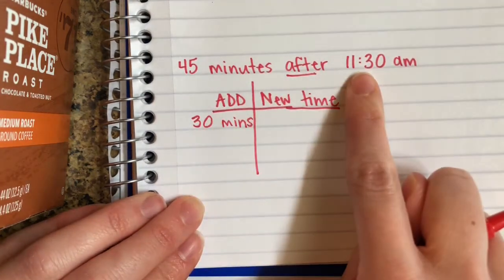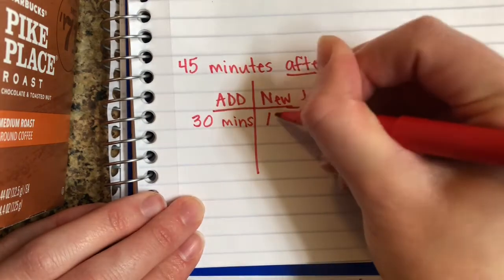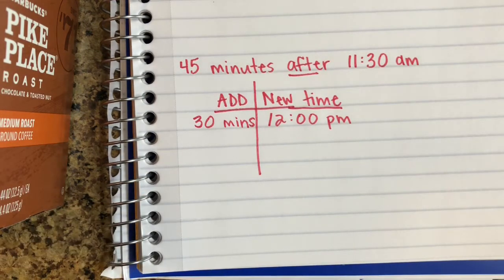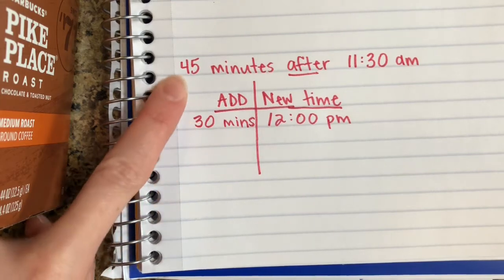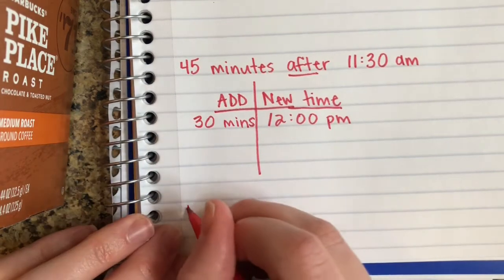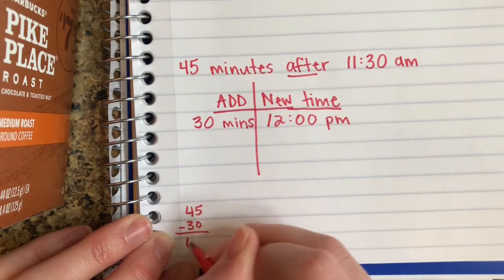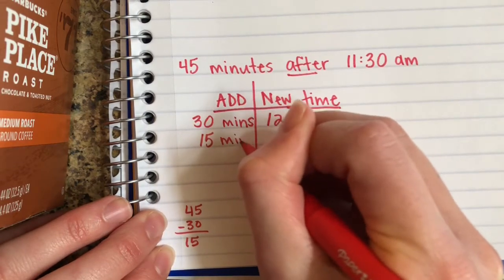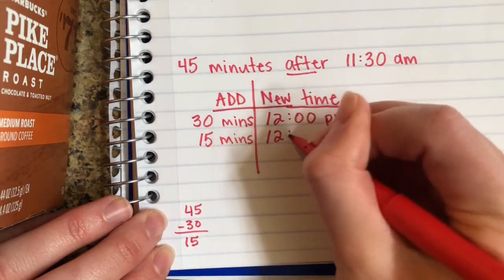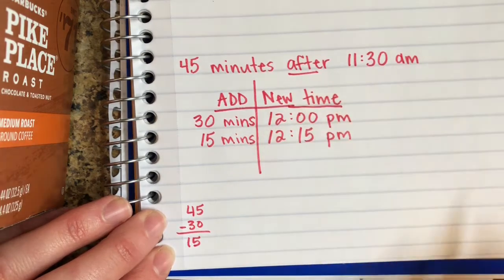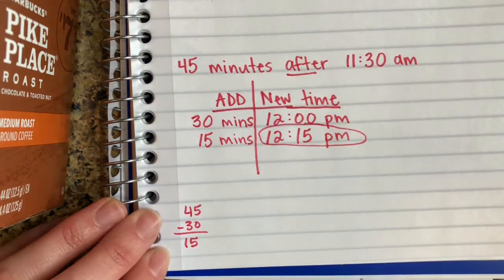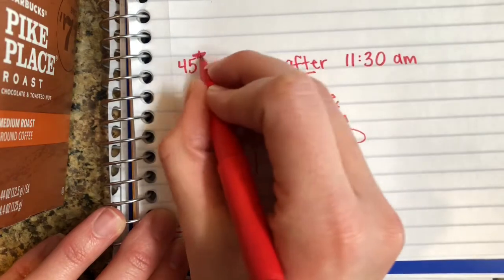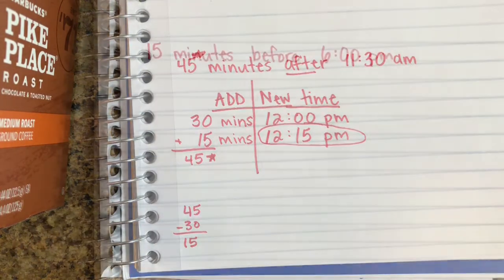If we add 30 minutes to our 11:30 a.m., we are now at 12 p.m., or noon. We see we've only used 30 minutes out of our 45. If you need to subtract it, you can. Our 45 minus 30, there's 15 minutes left over that we need to add on here. So now we have 15 minutes. We have 12:15 p.m. So here's our answer. We notice if we add these back up, we get 45 minutes. This matches, we are good to go.